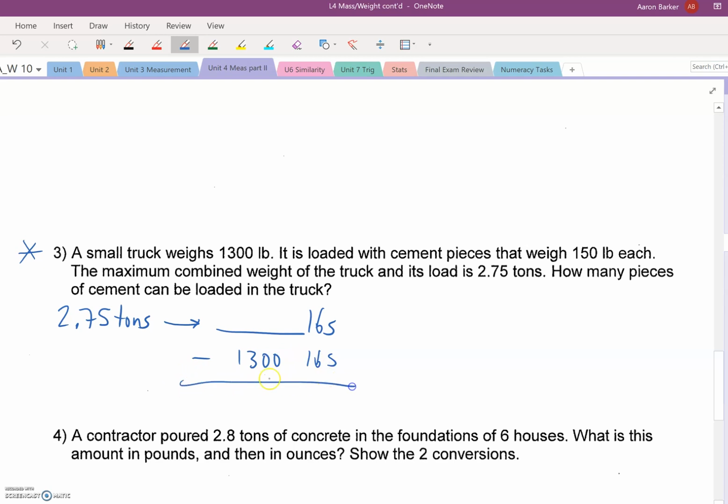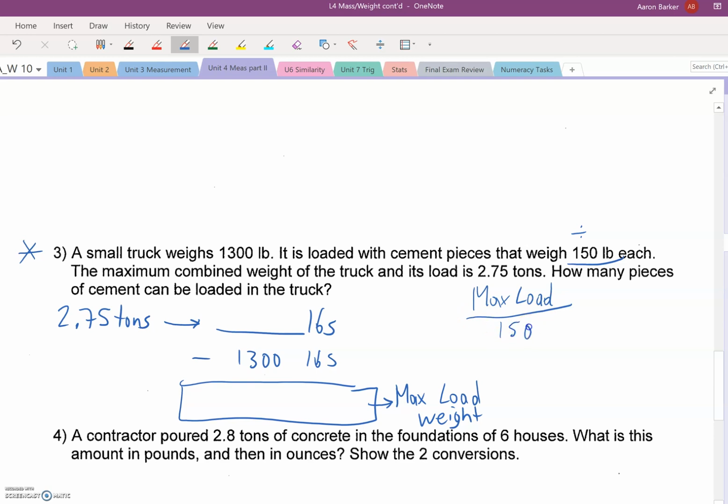All right. So once you do that, you're going to get a number. This will be your max load weight, so the maximum weight that you can put on the truck. And then you're going to take that and divide by 150. So you take your max load, and you see how many groups of 150 will go in that. Divide by 150, and that will equal how many pieces of cement you can load up. Okay, so we're going to pause there.